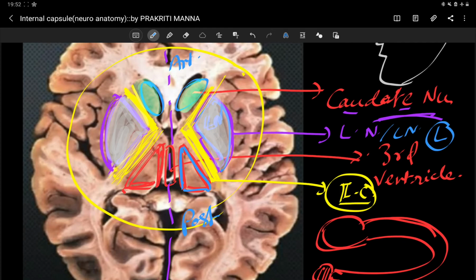So the internal capsule is nothing but white fibers connecting your central nervous system with the periphery, and also fibers coming from the central nervous system and going towards the periphery. That means the internal capsule contains both corticopetal fibers and corticofugal fibers.